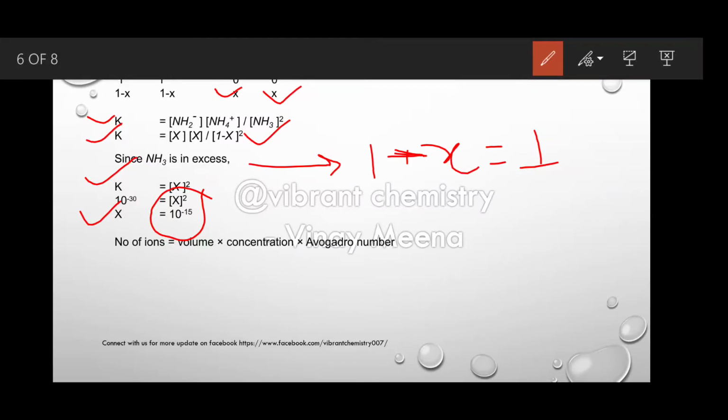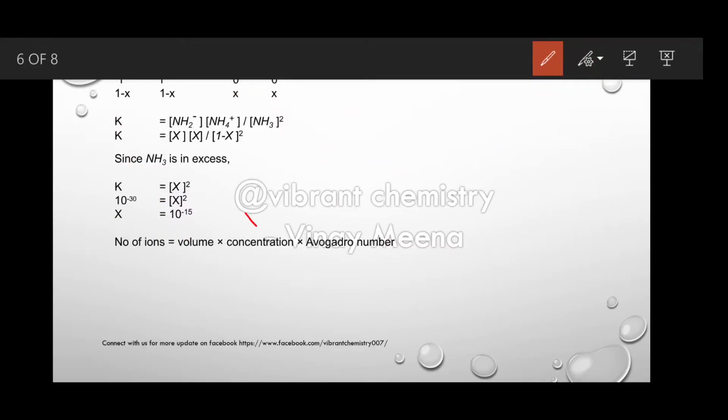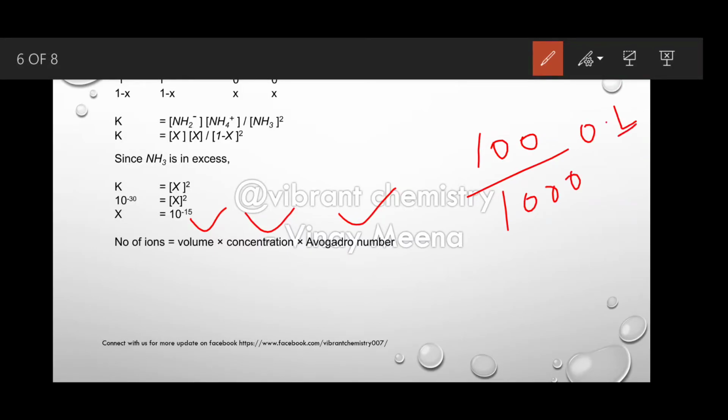So guys, whenever you are provided with a different volume of the solution, what you need to do is find out the concentration. Then you multiply that concentration with the volume, so you will get the number of millimoles, and then you multiply with the Avogadro number. So you will get the actual number of ions present in the solution. Since the volume given is 100 ml, if we divide by 1000, we get the volume of the solution as 0.1 liter.